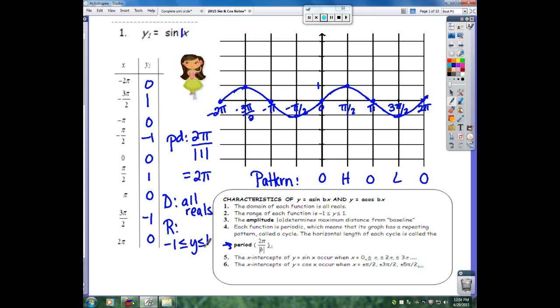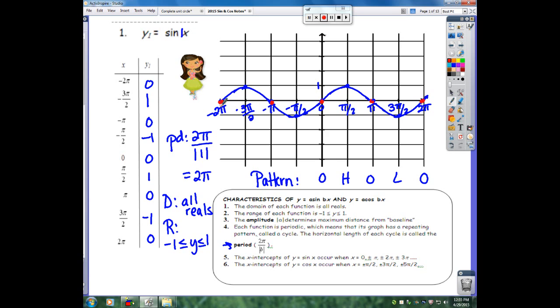You can see our x-intercepts, where it touches our x-axis, where our graph is 0. So those are our x-intercepts for our sine graph. For sine, you need to remember oh ho low: 0, high, 0, low, 0. And it's going to help us with our pattern.